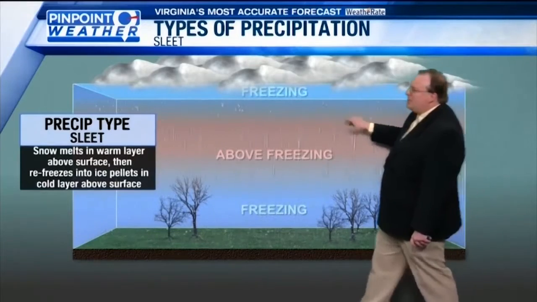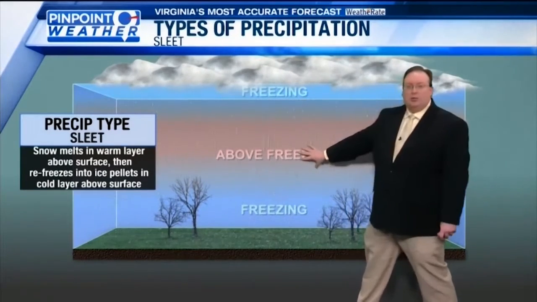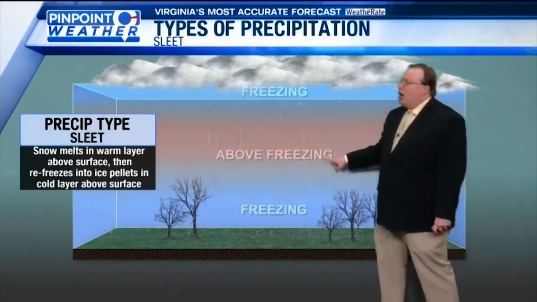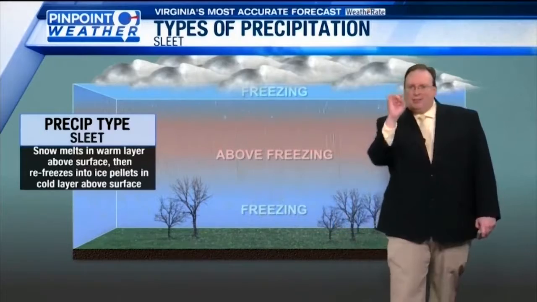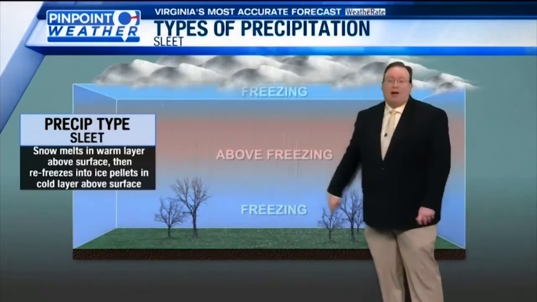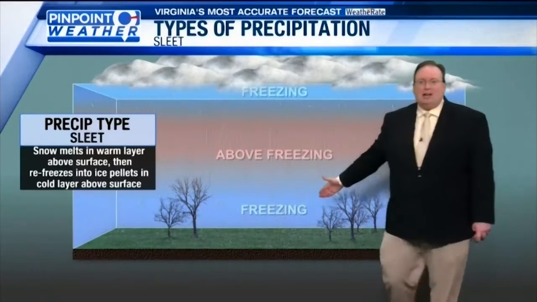First off, the formation of sleet, which starts as snow here at the surface of the cloud. That snow then melts into a layer of above freezing temperatures here, only to refreeze as it gets a little bit closer to the surface of the earth into little pellets, or sleet pellets, when it finally does make contact with the surface of the earth. So that basically is how sleet forms.